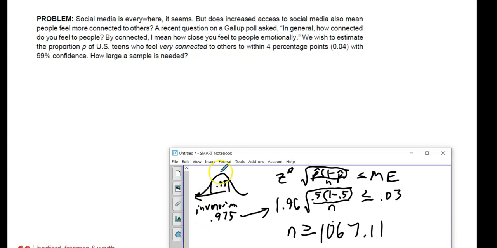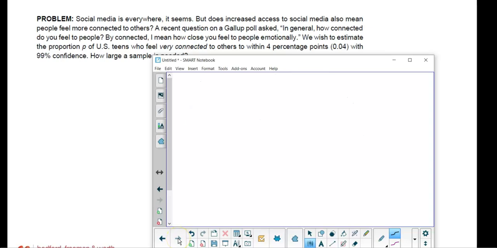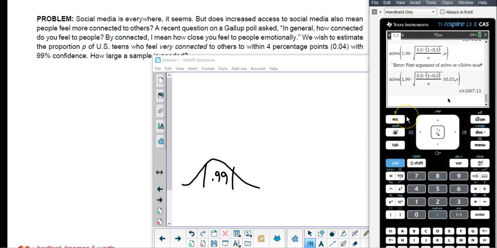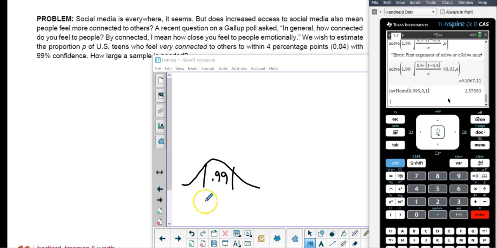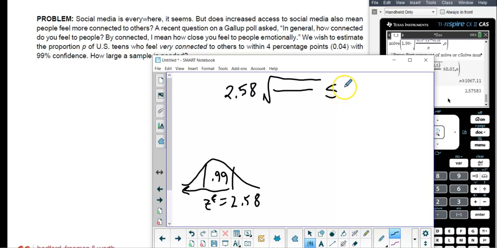So let's get out our formula here and see what happens. We're going to say Z critical value for 99%. I don't know that one. Well, maybe I do. In your calculator, you can do inverse norm 0.995, comma 0, comma 1. I think that's the syntax. 2.58. So the Z critical value is 2.58, because there's 99.5% to the left of that. So we're going to say 2.58 times square root of, less than or equal to 0.04.